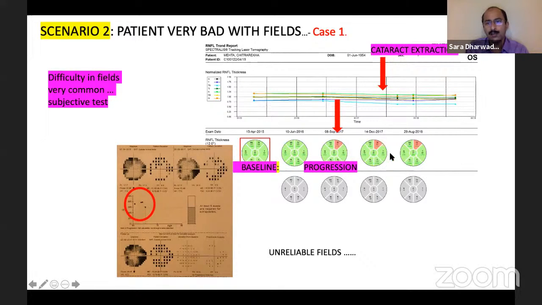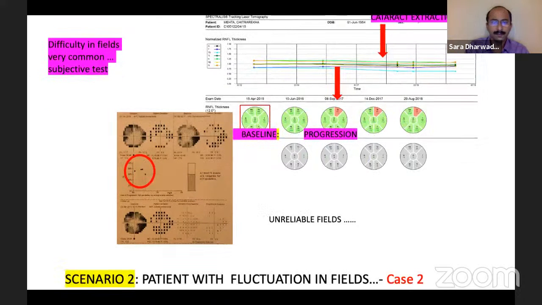You can see absolutely reproducible figures from September 17 to August 2018, there is absolutely no change. But before that, there had been a change of around 5 microns from the baseline to the place where the progression took place locally.